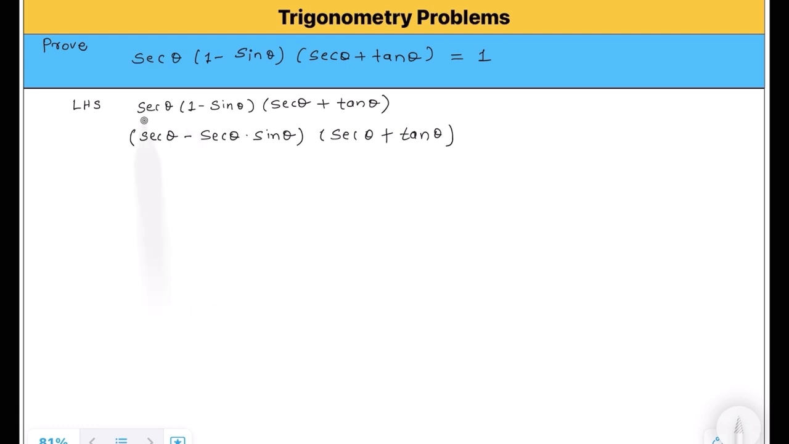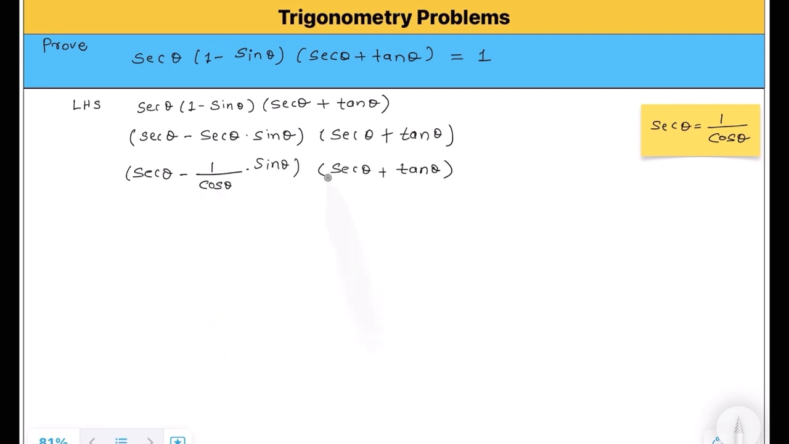Sec theta into 1 is sec theta, minus sec theta into sin theta. The second term, sec theta plus tan theta, we have kept as it is. We already know sec theta is equal to 1 upon cos theta. So let's replace the second sec theta by 1 upon cos theta. What do we get? Sec theta minus 1 upon cos theta into sin theta as it is, into bracket sec theta plus tan theta, which remains as it is.